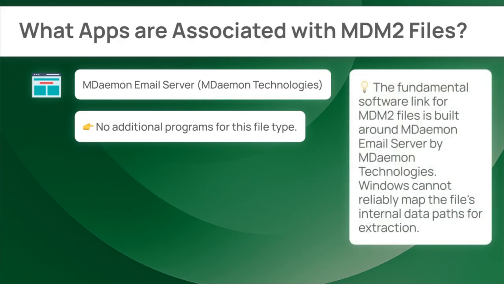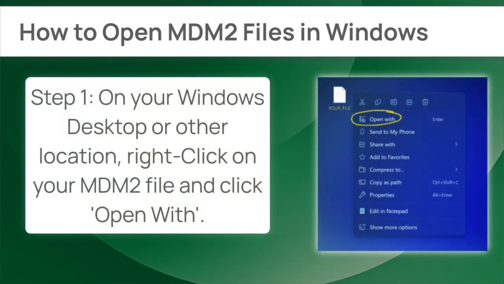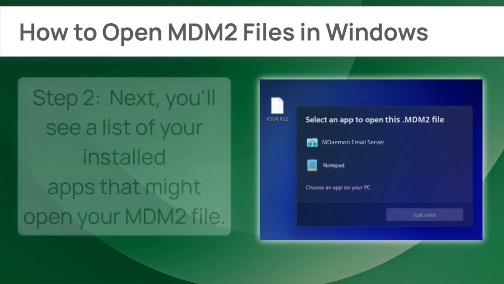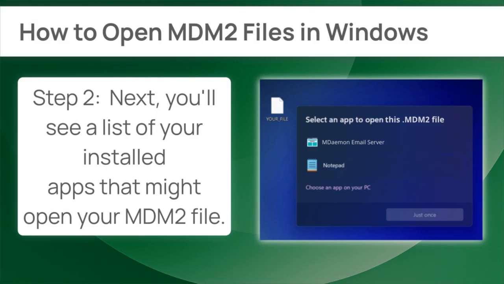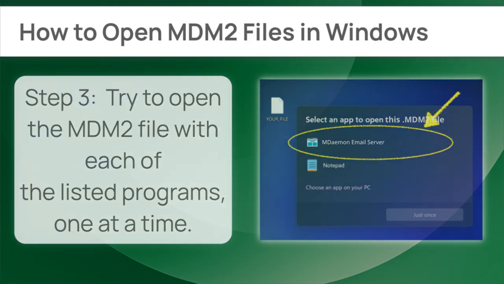Accessing the full range of data requires a validated decompression tool. Windows provides only a simplified view, so full access relies on email-aware tools. We are testing every installed file handler. Right-click your MDM2 file and choose Open With. Test MDaemon Email Server first. If it fails, select another application. The correct reader is in that list.